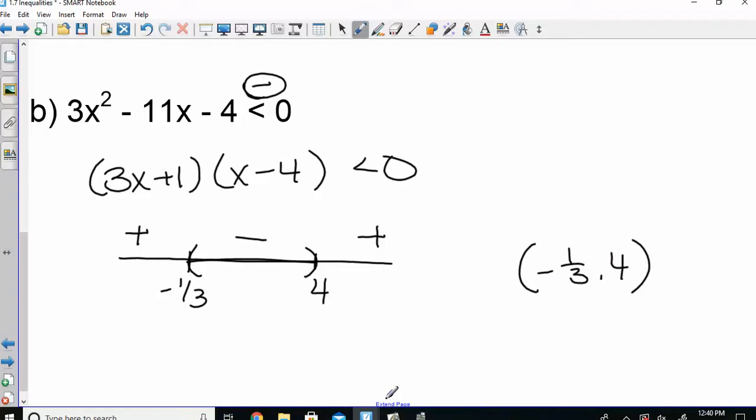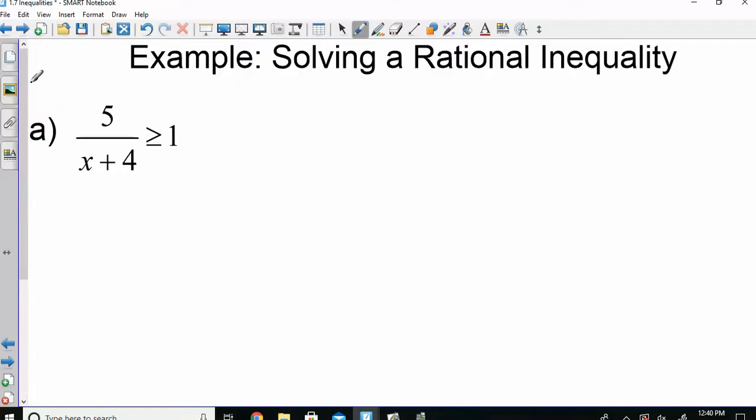So what we're going to look at next is maybe something a little less predictable than a quadratic, because if you haven't noticed, all these kind of are following the same pattern, positive, negative, positive. And it's not always the case that it works out like that. So I want to take a rational inequality here. So this is the final type of problem we have to look at. Okay.